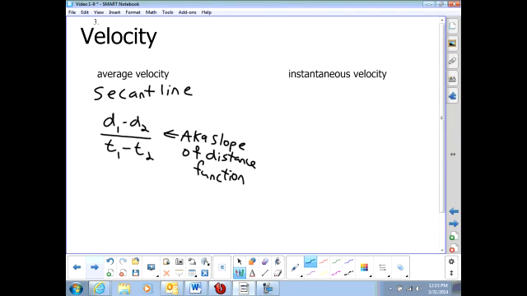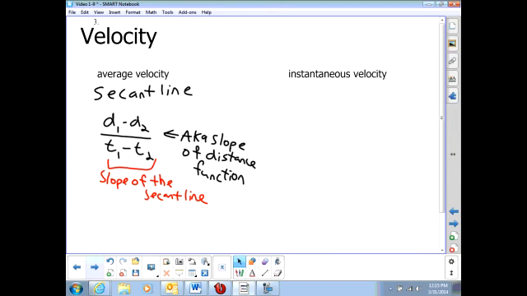So what this really gives us is the slope of the secant line. So this process here would be the slope of the secant line. And that's what we did in the x squared example. We did the slope of the secant line, and then we just made the second point get closer and closer and closer to 1.